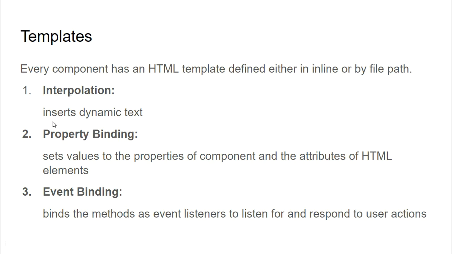Interpolation inserts dynamic text. Property binding: using property binding, we can set values to the properties of the component and the attributes of HTML elements. We'll see the examples for these features. Event binding binds methods as event listeners to listen for and respond to user actions. Okay, we'll explain these features using our example.